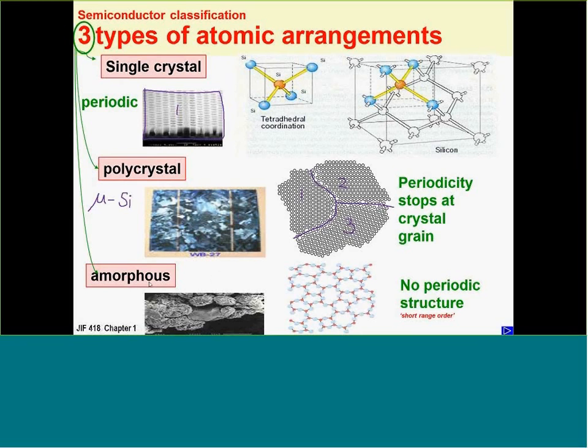So amorphous, no periodicity. Poly, many. Single crystal, one crystal, periodic throughout. Periodic stops at crystal grain, no periodic structure. Simple, isn't it?